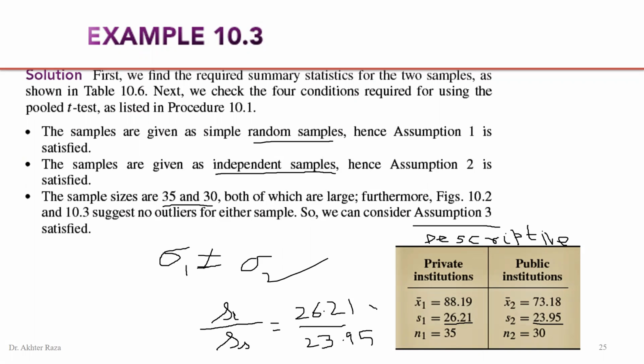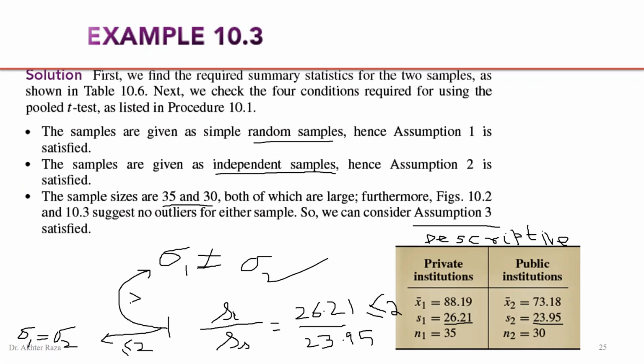If this ratio is smaller than 2, you can have the assumption of equal standard deviation. Sigma 1 over sigma 2 is less than or equal to 2, if true. If the ratio is less than or equal to 2, we have to assume the population standard deviations are the same.